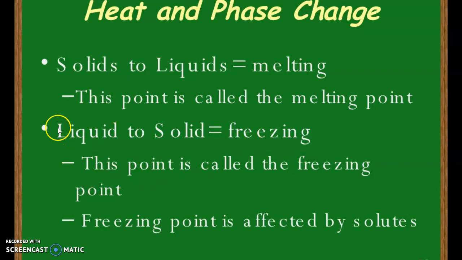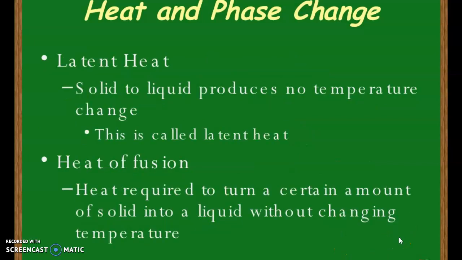For example, we have water. When it turns to ice, it is the state of freezing. The freezing point is affected by solutes. Latent heat: solid to liquid produces no temperature change. This is called latent heat. Heat of fusion is the heat required to turn a certain amount of solid into liquid without changing temperature.